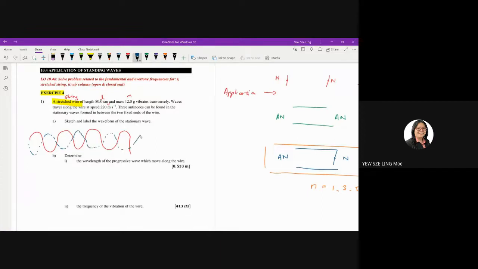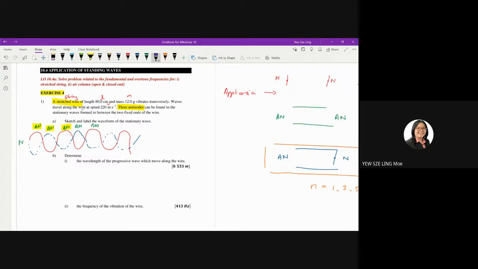According to the question, I want a wave with 3 anti-knots between two fixed ends. Let me label the diagram first. So this is knot, and then anti-knot, anti-knot, anti-knot, anti-knot, and anti-knot here, and so on. According to the question, I just want 3 anti-knots, which means this is the anti-knot that I want to keep, this one, and this one also.